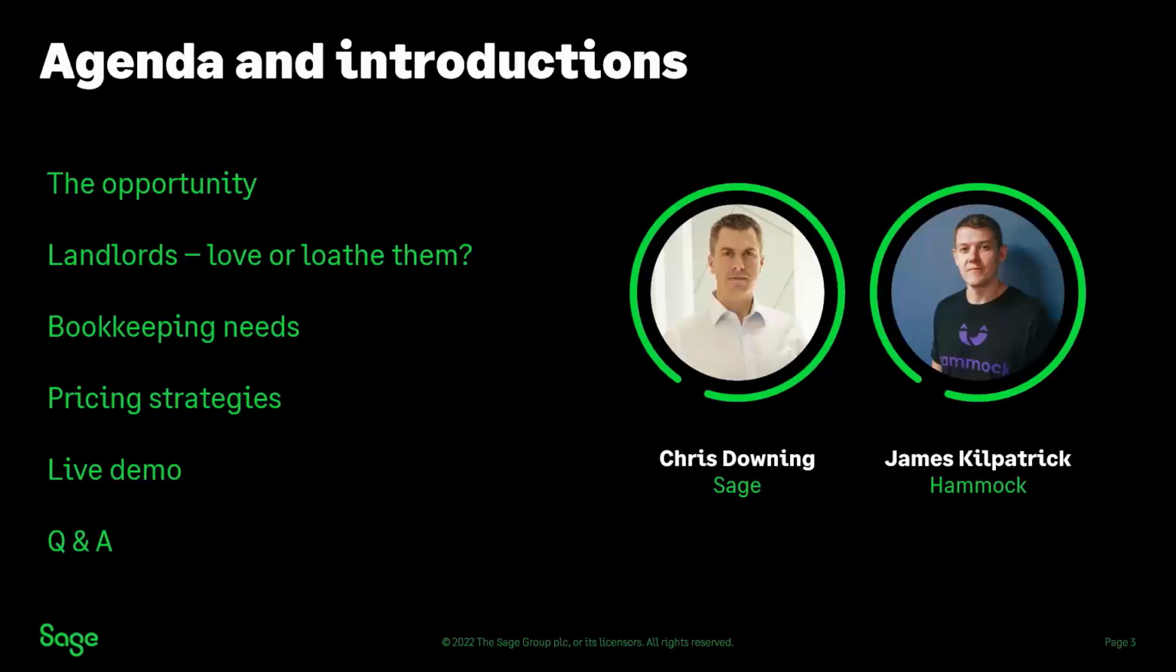So my name's Chris Downing. I'm the Director for Accountants and Bookkeepers here at Sage. I was an accountant by trade for nearly 20 years. And I'm joined today by James from Hammock. So James, could you quickly introduce yourself, give a bit more flavour about who you are and what you do?